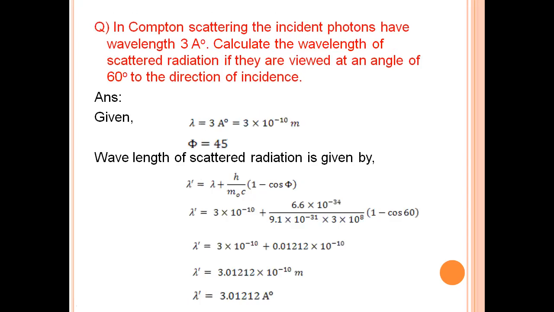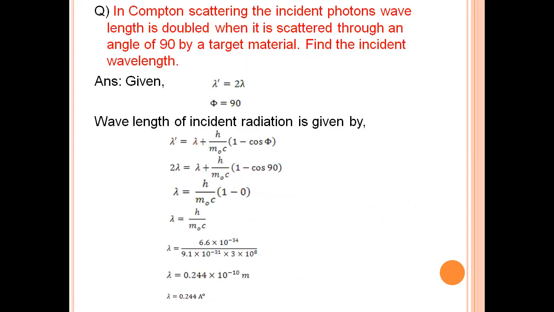Let us see one more numerical. It is the same question with a small change of values. They have given the incident wavelength as 3 angstroms and the scattering angle is 60 degrees. There's a small mistake over here, this is phi equal to 60 degrees. They are asking you to find the wavelength of scattered radiation. You can do the same thing. Angstroms you can convert into meters by taking the conversion, 1 angstrom equal to 10 power minus 10 meters. Just substitute the values in the formula. By doing mathematical calculations, you'll reach the value of 3.01212 angstroms.